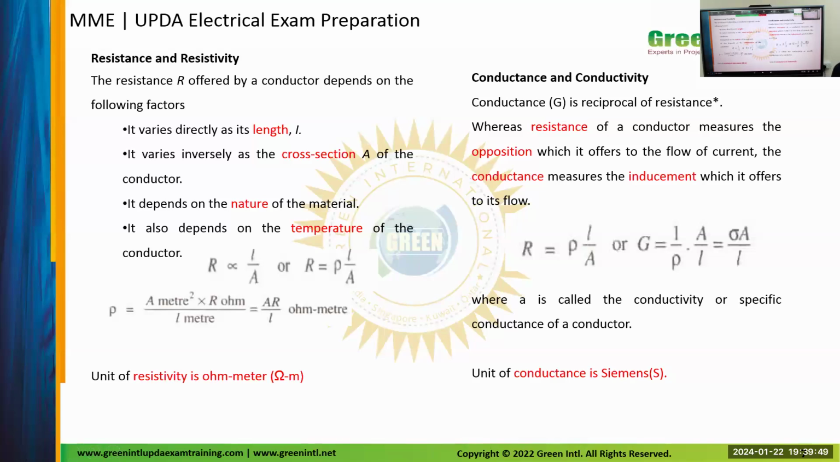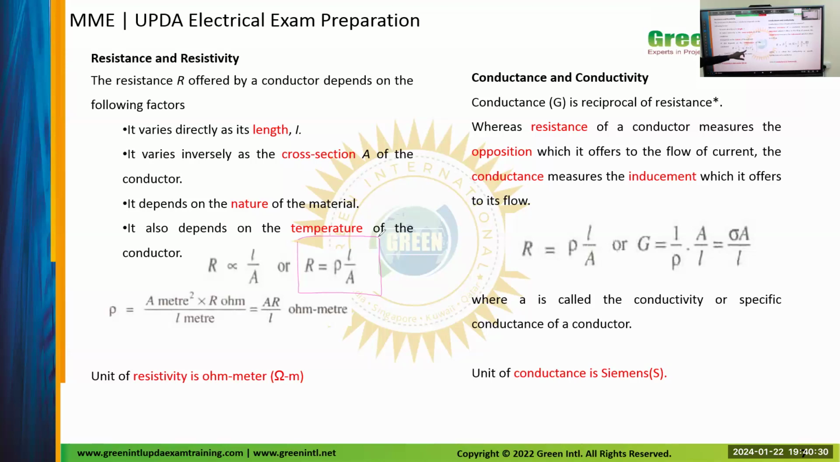So now we go to resistance and resistivity. In this column, we have resistance and resistivity, and here conductor and conductivity. First, we start with resistance and resistivity. Resistance R is equal to rho L by A. This formula is applicable for constant temperature. If the temperature changes, the resistance value changes. So the formula R is equal to rho L by A is for room temperature or constant temperature only.